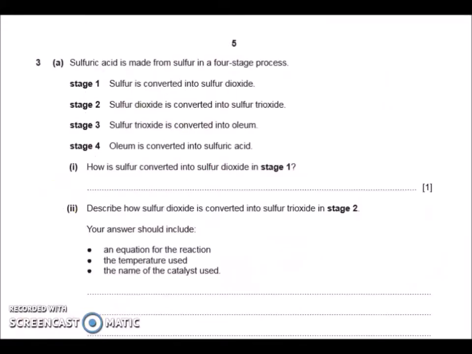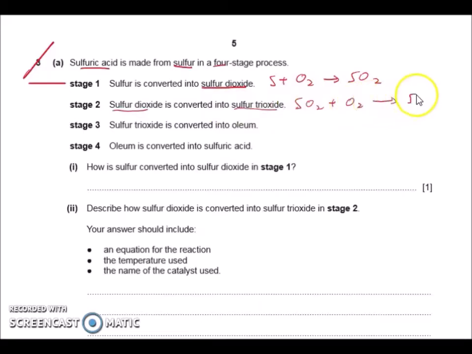Now we're going to the third question. Now number 3 here, sulfuric acid. Sulfuric acid is made from sulfur in 4 stages. Stage 1, they converted into sulfur dioxide. So S plus O, you have the sulfur dioxide, and the sulfur dioxide is converted into sulfur trioxide. They burn further and they become SO3. This is a reversible process. And then this one converted into oleum. Oleum means they mix with sulfuric acid to form oleum. So here we just plus H2, S3, S is 3, and O is 6.